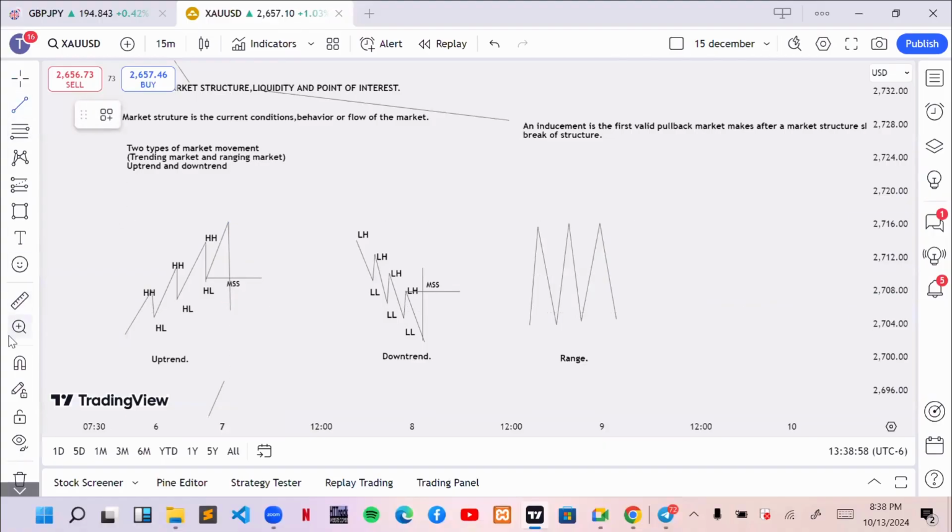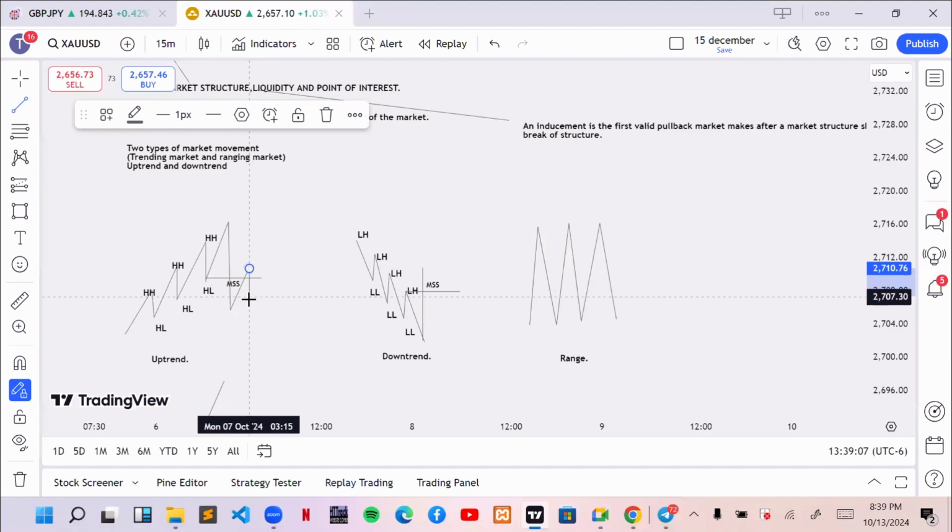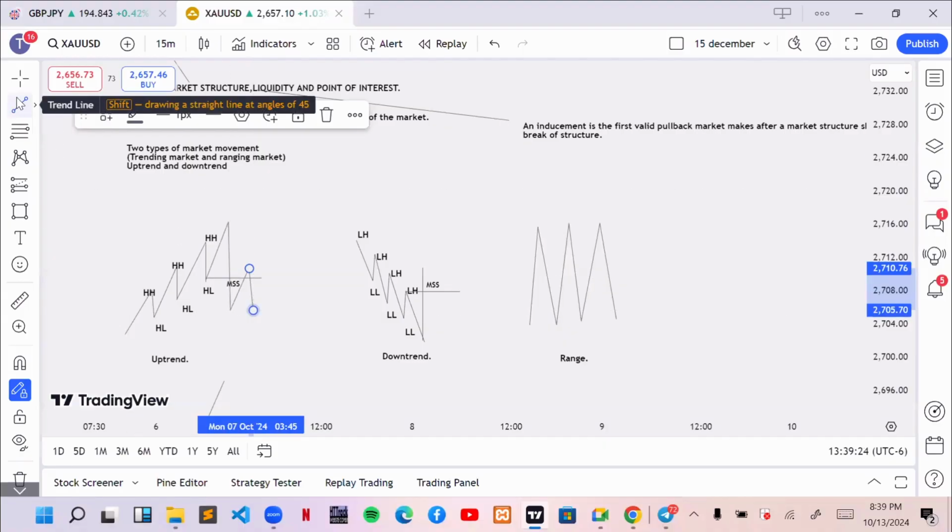So after the market structure shift, the market will now make a pullback towards the direction that it shifted structure from. After making the pullback, it will continue the move. So if the structure shift was to the downside, it will make a pullback to the upside, then continue the move to the downside. What makes a pullback valid is that it has to cover at least 50% of the last move, or at least close to where the last move stopped. This is what I mean.